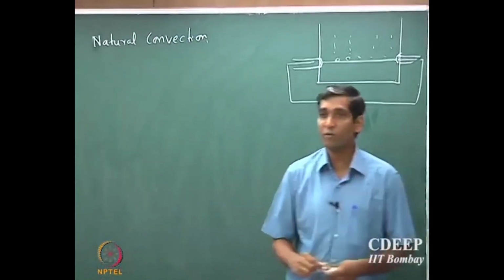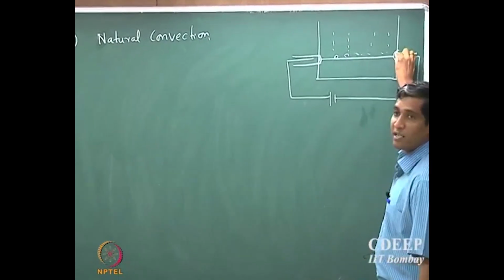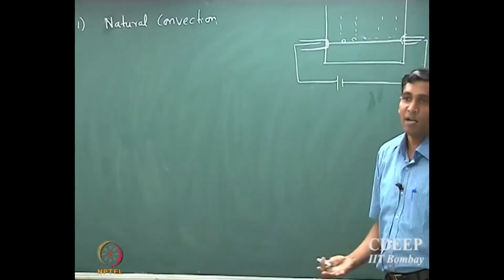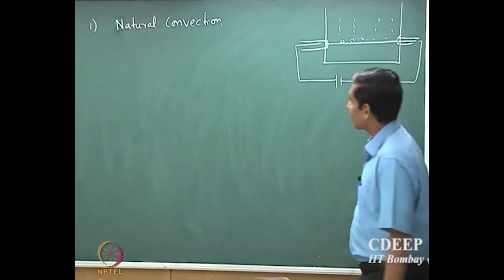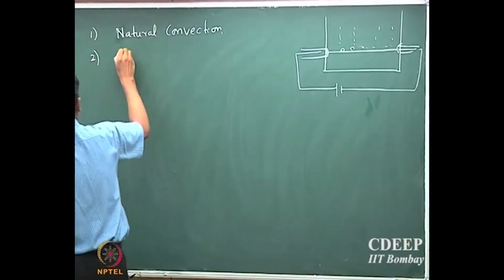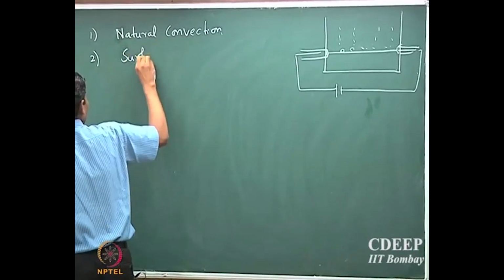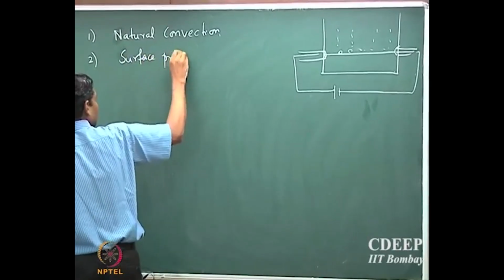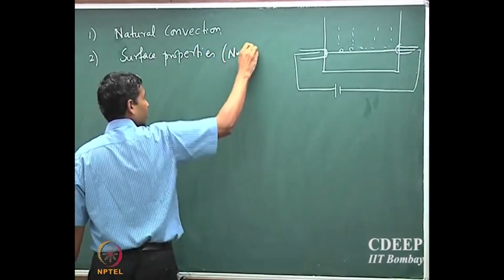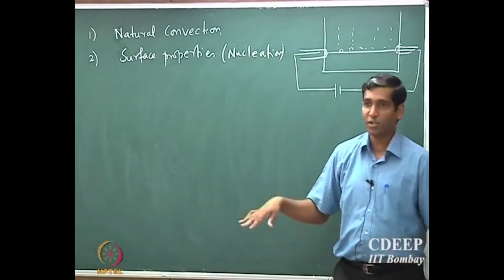Clearly natural convection is involved here, because the fluid particles which are going into vapor state are now going to be lighter, and so they have to be displaced, and that sets up a natural convection motion. Now, the second thing is, it's obviously going to be a function of the surface properties, particularly the nucleation process. We'll see a little bit more details about these in a short while.